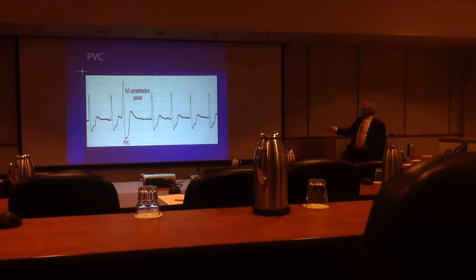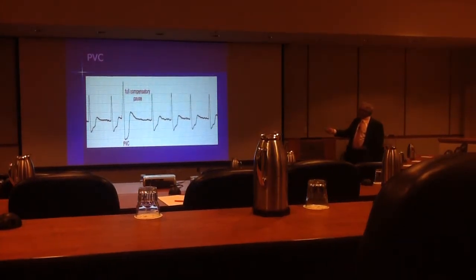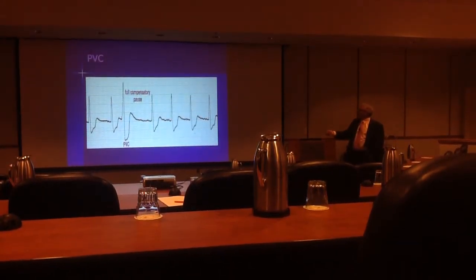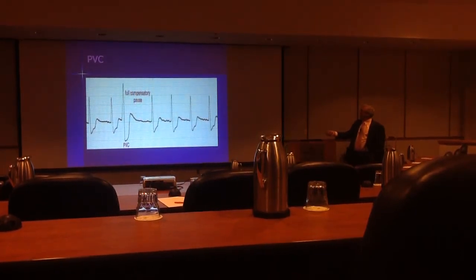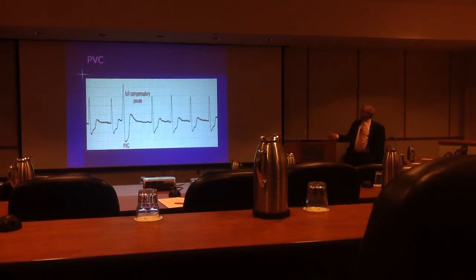So this is what we're talking about. You take 1, 2, 3, that distance, and then if you look at this abnormal beat, if you go from here to here to here, that distance equals this distance. That's a fully compensatory pause. And why does that happen?